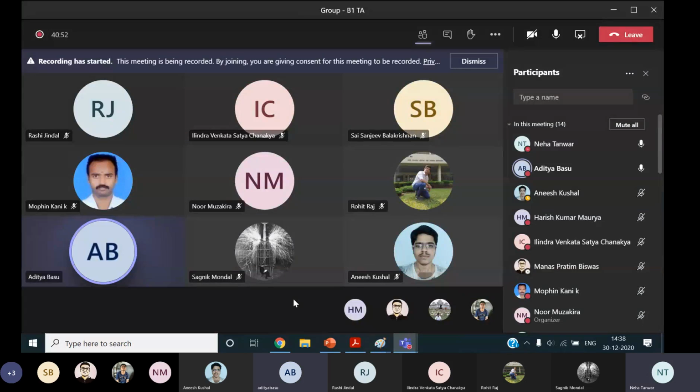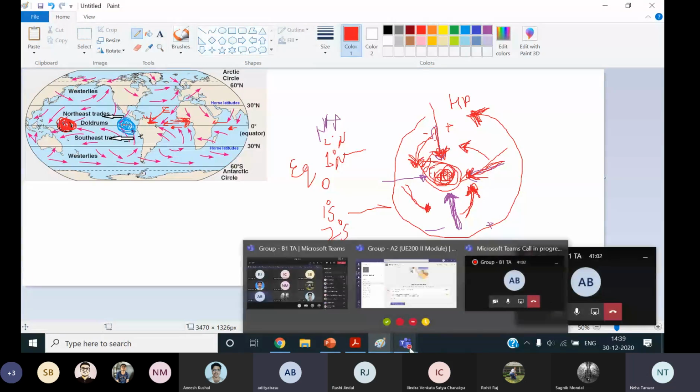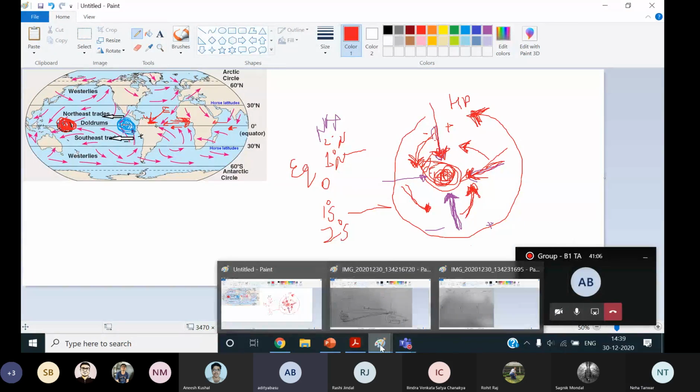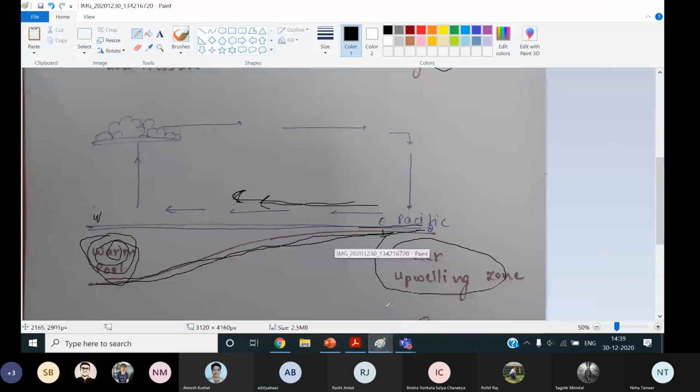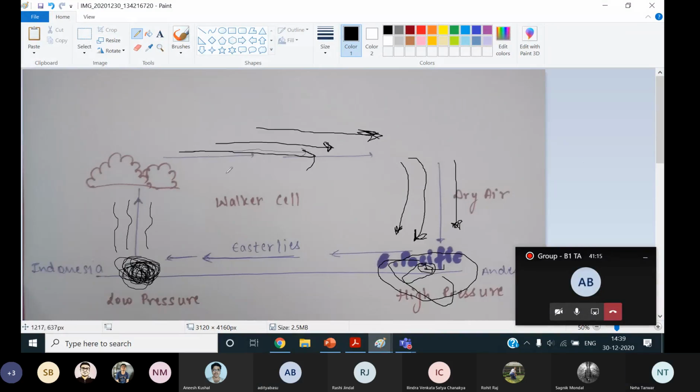Yes, ma'am. I have one question. I didn't understand why the Walker cell is getting completed when the dry air is rising above. I mean, dry air is moving towards east, right? The upper part of the cell. Okay, this one you're talking about. The dry air is moving east, so how is it completed?